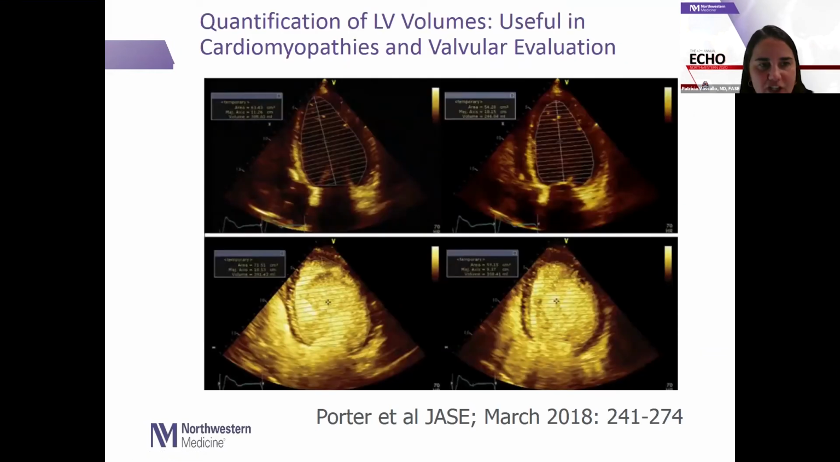The other important indication for ultrasound enhancing agents is when you need better quantification of left ventricular volumes. This is useful in cardiomyopathies and valvular evaluation, especially in patients where you're following for aortic or mitral regurgitation, and the left ventricular volume will change management. So don't forget to order your echocardiograms with ultrasound enhancing agents to better predict what the left ventricular volume is. In addition, we know that contrast echocardiograms compare more favorably with cardiac MR.